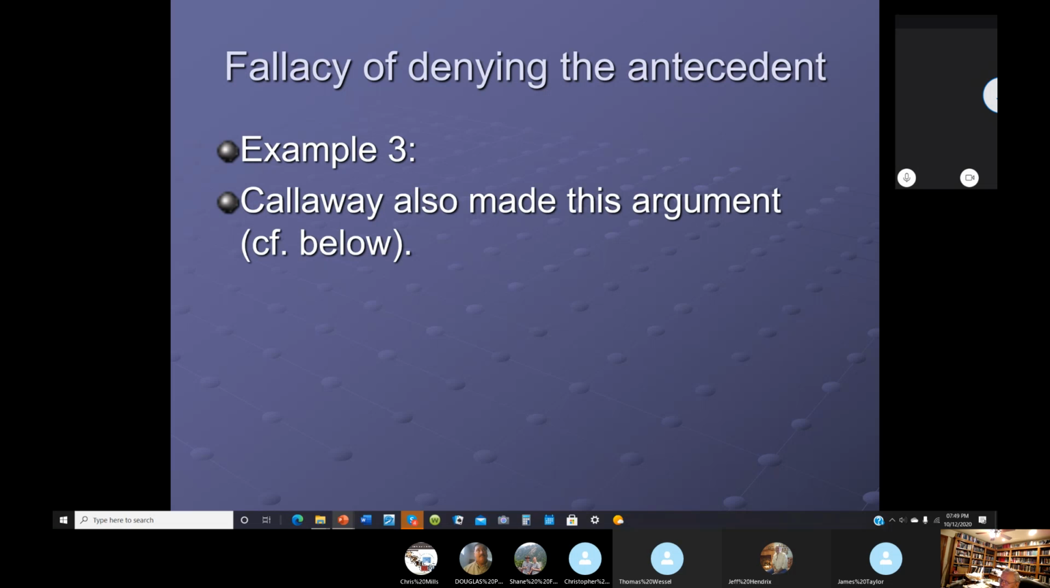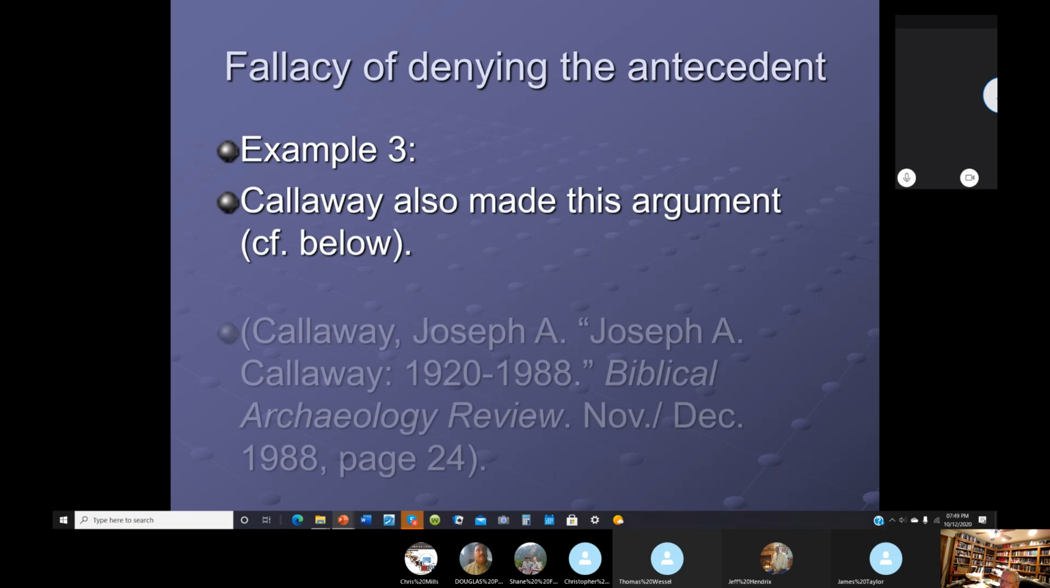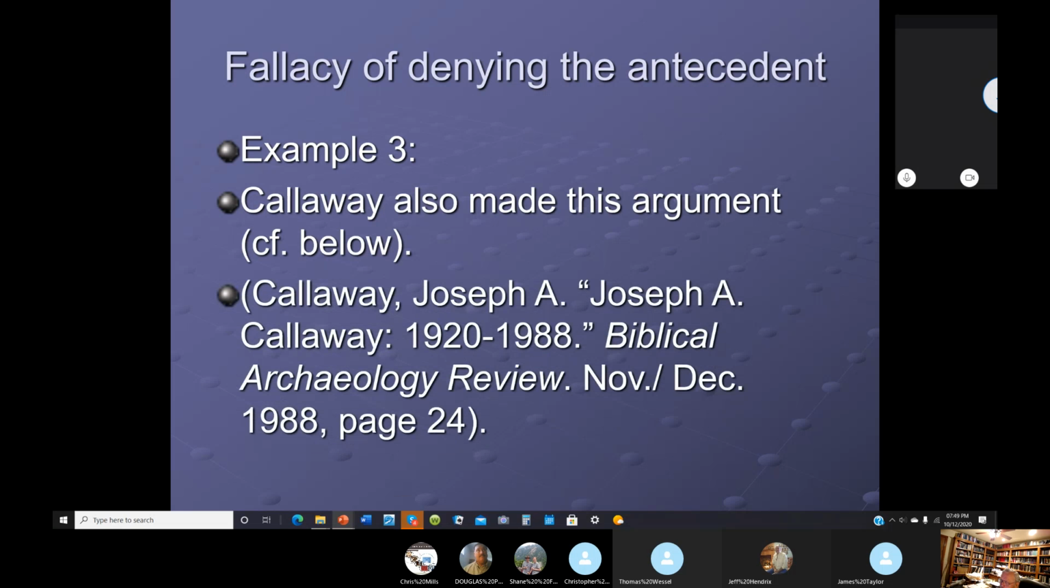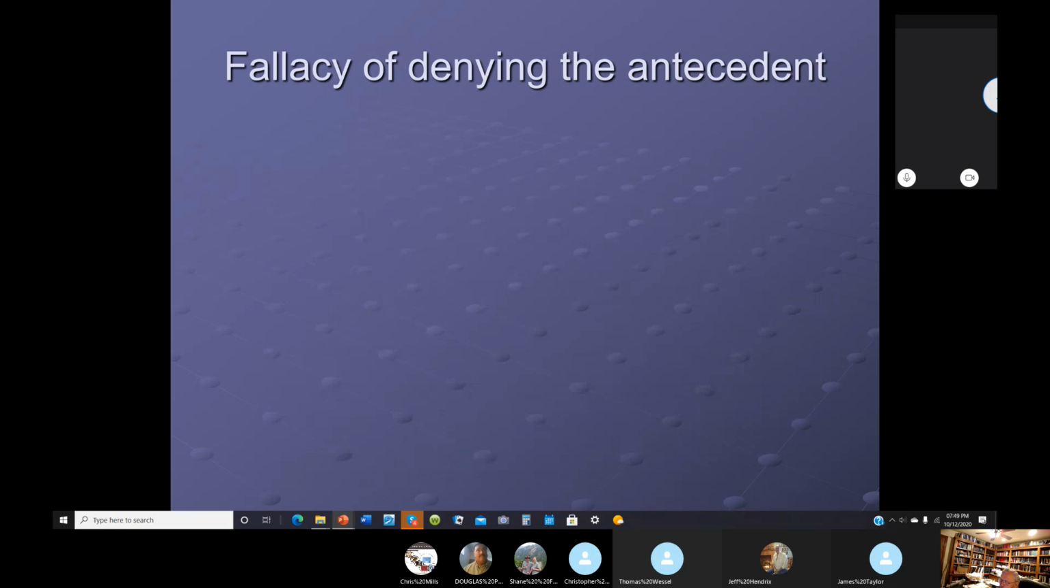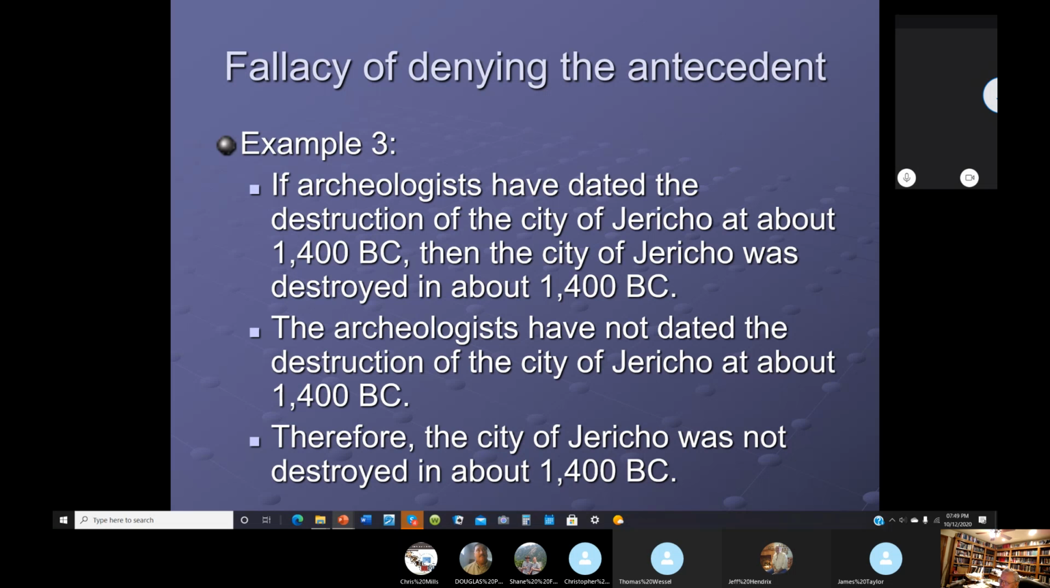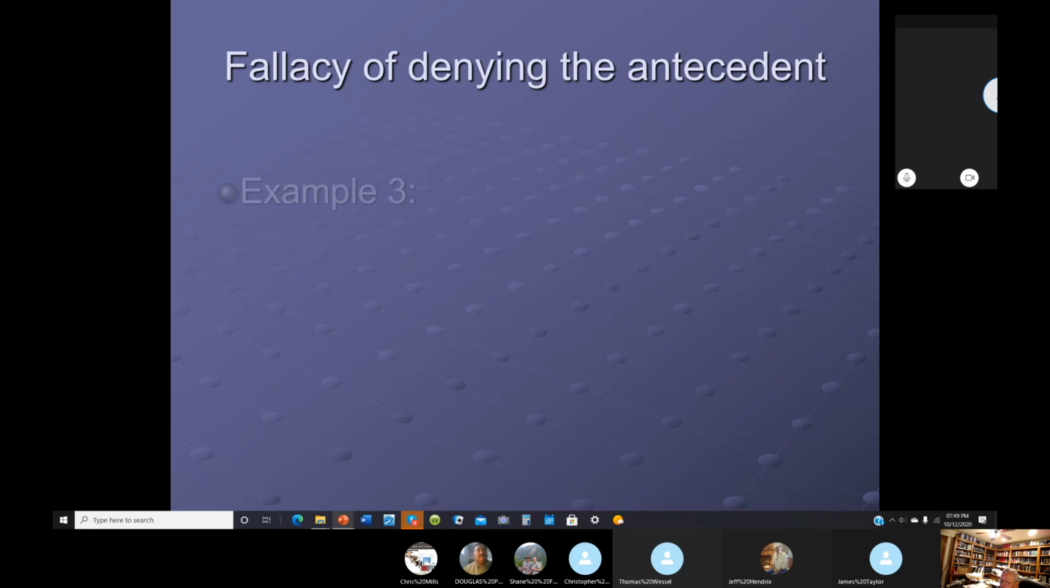Callaway made this argument, and here again, Biblical Archaeology Review. Any questions? Again, it denies the antecedent.